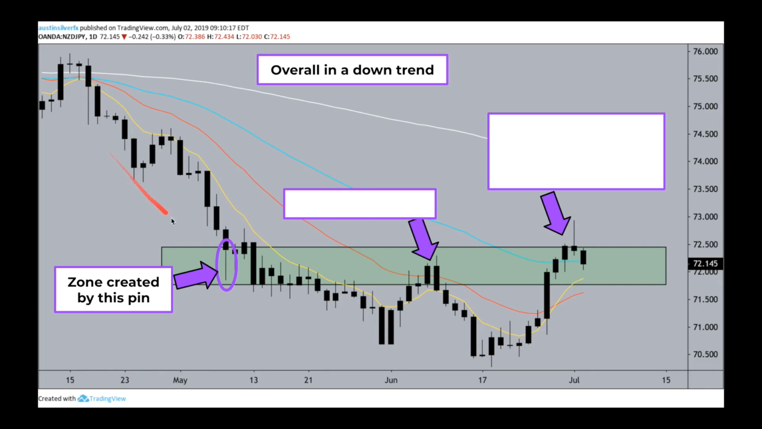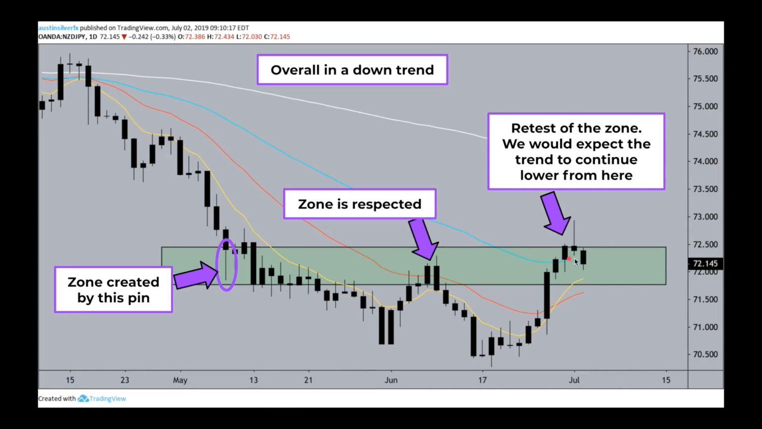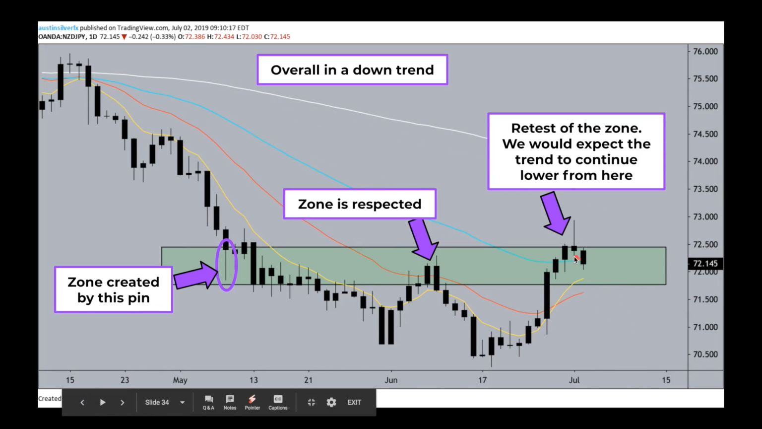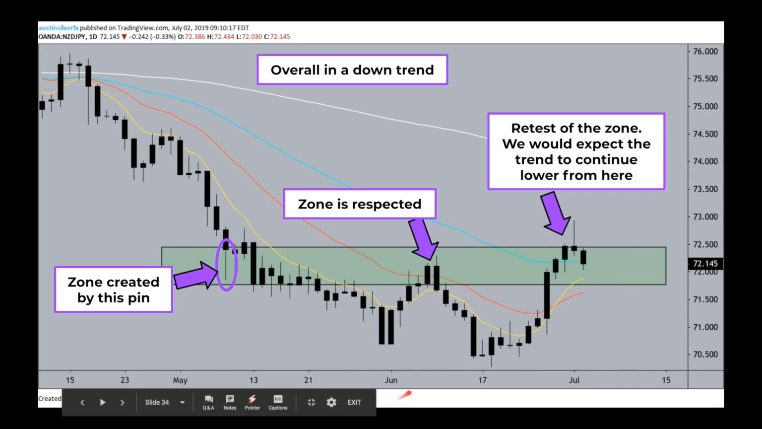So looking at the chart left to right as price paints, that would be the first zone that we would find here on the daily time frame. You can see as that month progressed, that zone was respected here with a push off and now is being tested again for a second time. We would expect it, because it's in an overall downtrend with the EMAs pointing down, to push lower from here using the zone again as resistance. In a downtrend, resistance is on top, support is on the bottom.